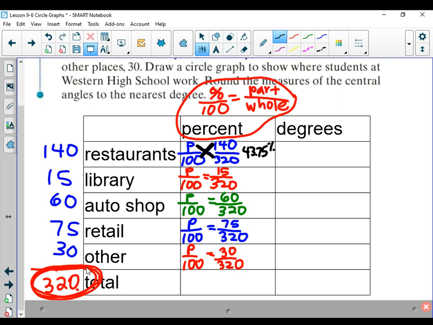Repeat for library. 15 times 100. Enter. Divided by 320. Ooh, that's a silly one. 4.6875%. Let's just write what we have for now, and I'm going to tell you why.